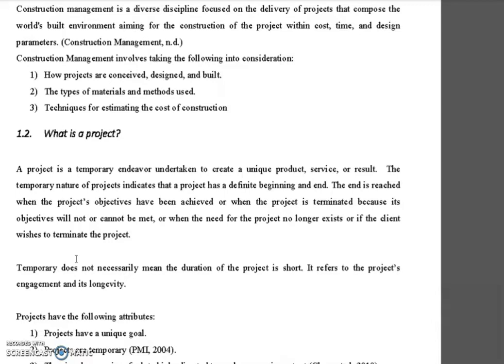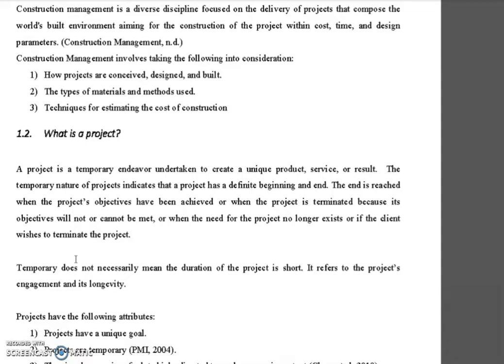Unique product. So now, temporary first and unique. Unique product means every project has its own identity. So every project is like a thumb, the fingerprint. It differs from one person to another. It doesn't come the same in all people. You will not find two people that have the same fingerprint.